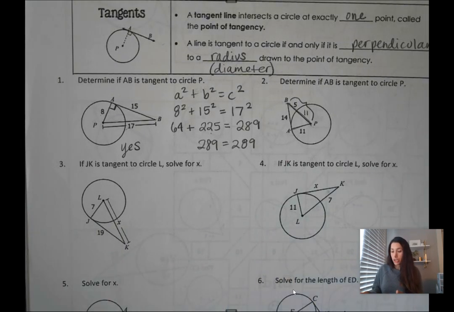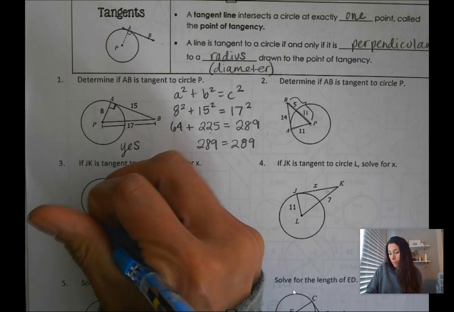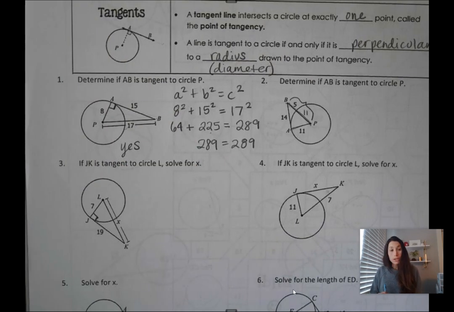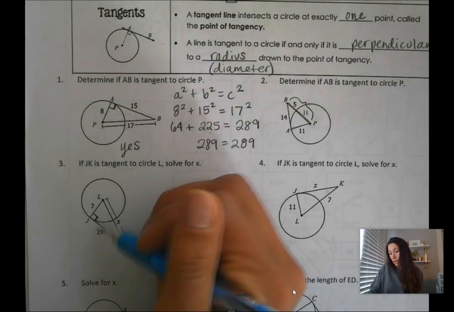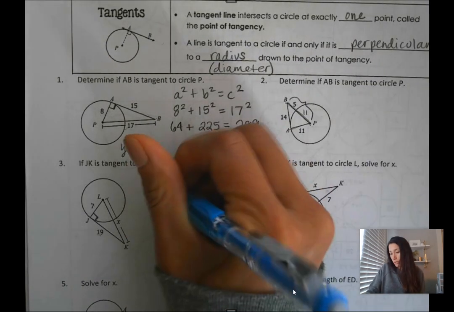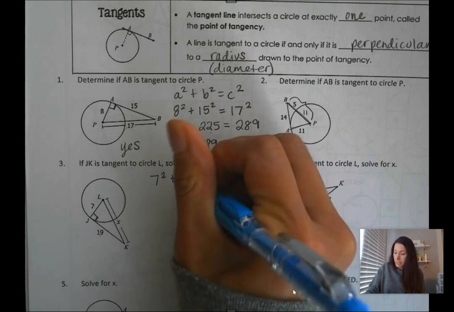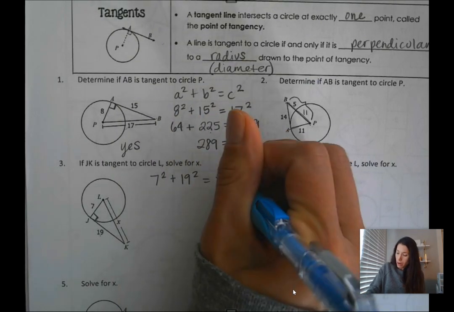Okay. For the next questions, we are assuming that it's tangent. So we know it's a right triangle. I'm going to put my right angle symbol here. And then based on that knowledge, we are solving for our variable. So these two sides here would be the legs of the right triangle. So 7 squared plus 19 squared is equal to x squared.